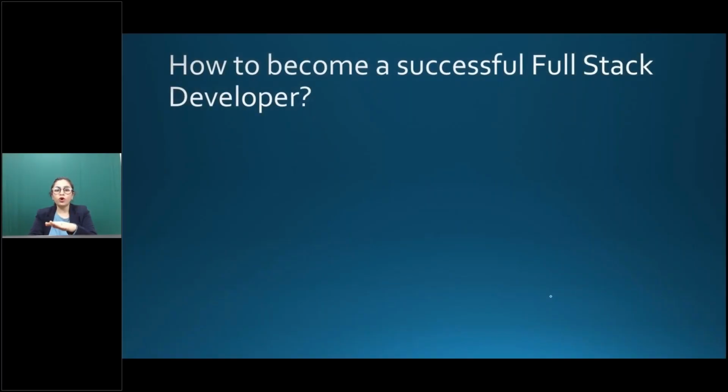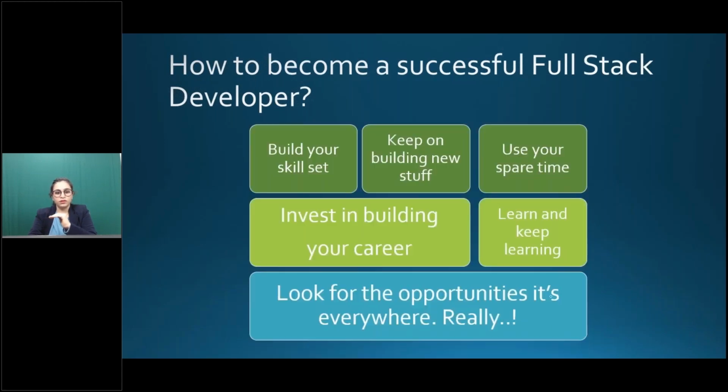Next, very important: how you can become a successful full stack developer. First of all, you have to build your skill set. Say you are a Python developer, great, you have built your skill set. After a few years, the technology has updated with a new version, so you have to upgrade. Keep on building new stuff. Keep developing some dummy projects, learn new things, learn the upgraded things. That is also important.